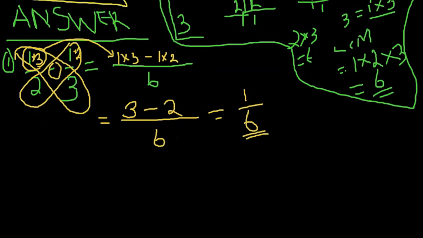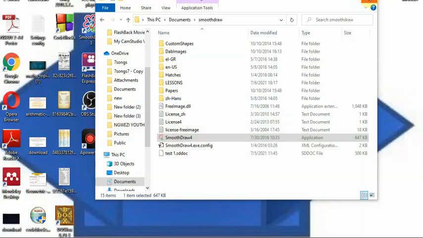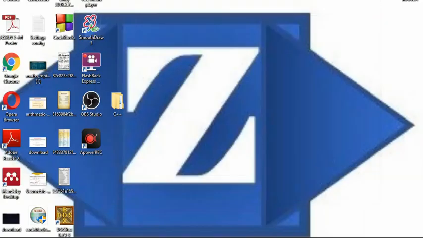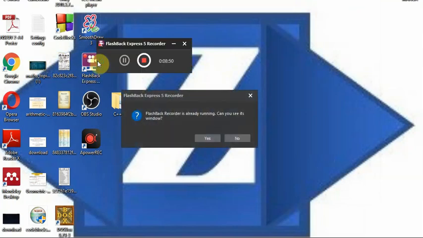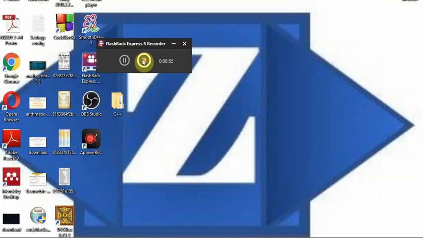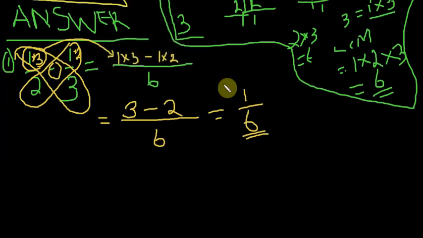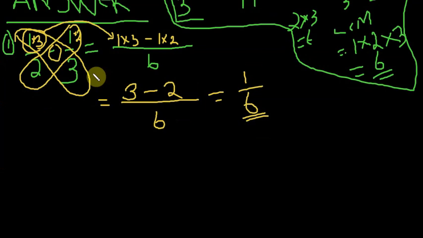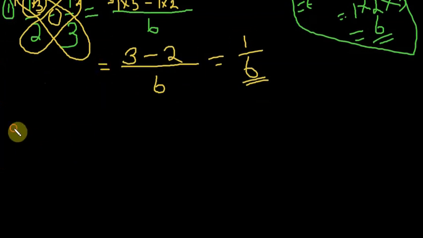So 1 over 6 is our answer for that one. Just quickly look at the time here. Time is 8 minutes. Okay, 1 over 6.